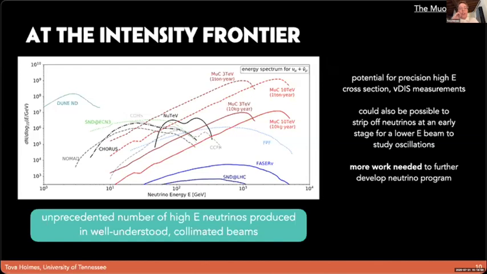And so here, there's a real potential for precision high energy cross sections, new DIS measurements, and it could also be possible to strip off neutrinos at an earlier stage of acceleration for a low energy beam to study oscillations. I would say that there's definitely much more work needed to further develop the neutrino program, which is not as well developed as the Energy Frontier program.